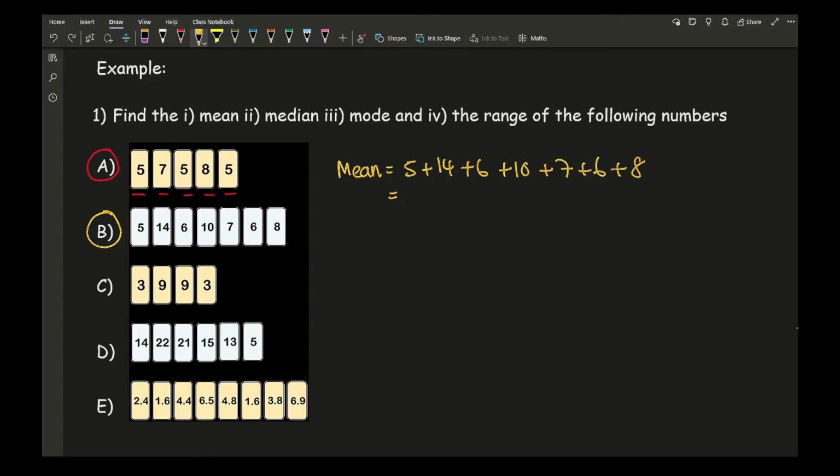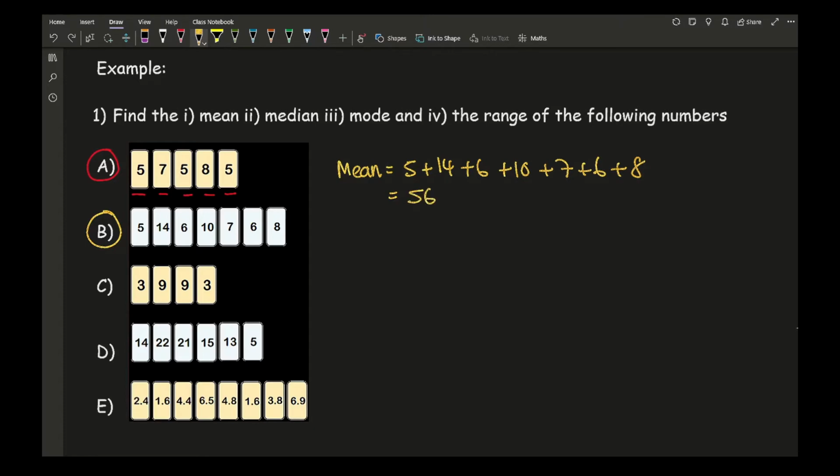Now, if you're wanting to practice working out the averages and the range, then I strongly recommend you pause the video before I discuss or work through the question, and then have a go at the question. You can check your answers by replaying the video.